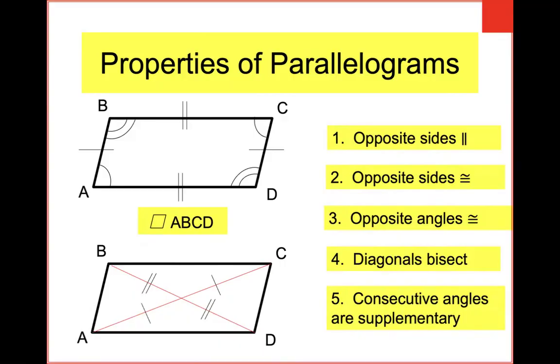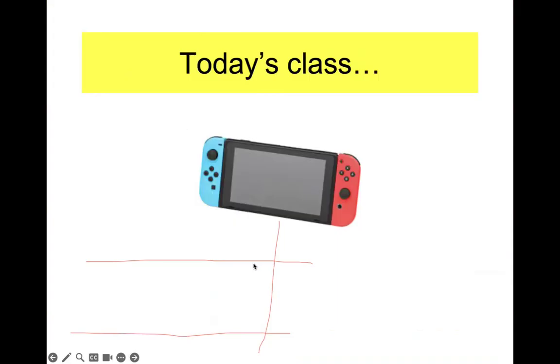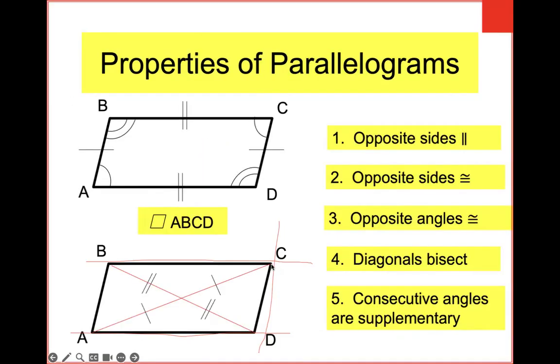Now, remember, consecutive angles are supplementary is not an actual theorem in the book, but it is something that we got, so I call that the theorem without a theorem. Remember, this is the one where if you have two parallel lines cut by a transversal, then any two angles that are next to each other will be in fact supplementary. Okay, so those five things.